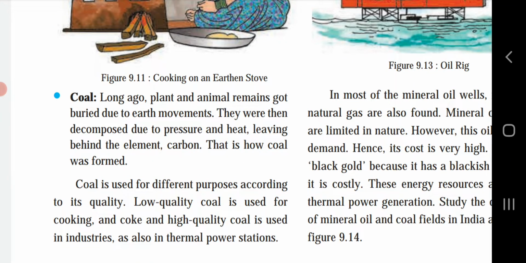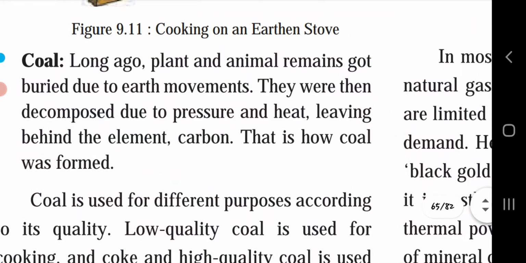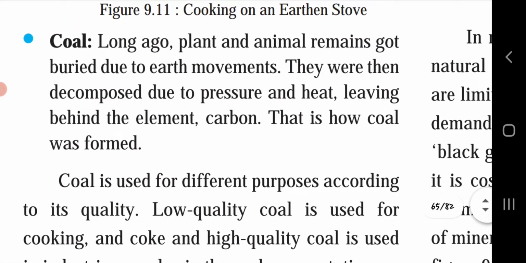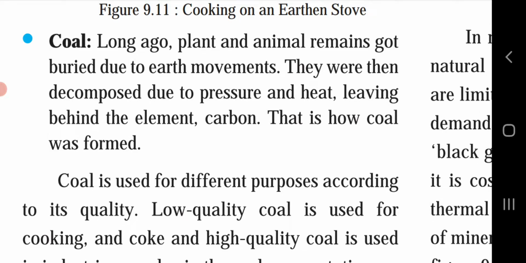Next one, coal. Long ago, plant and animal remains got buried due to earth movements. They were then decomposed due to pressure and heat, leaving behind the element carbon. That is how coal was formed. So long ago, plants and animals got buried in the earth due to earthquakes or other reasons, and due to decomposition, pressure and heat, a carbon layer was left behind, which is known as coal.